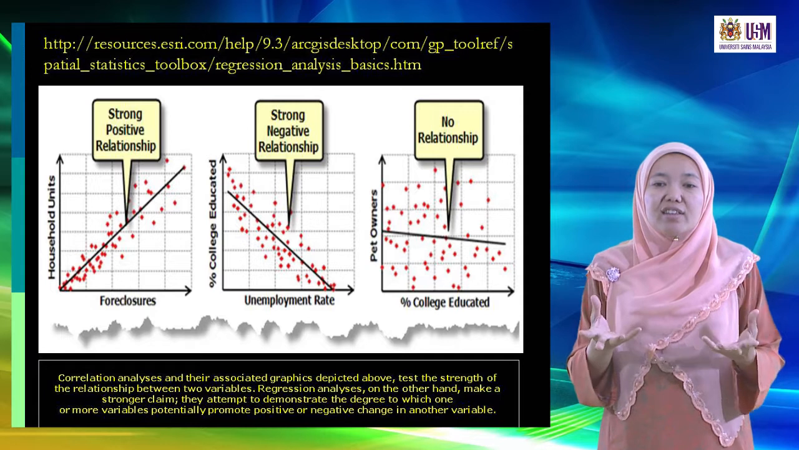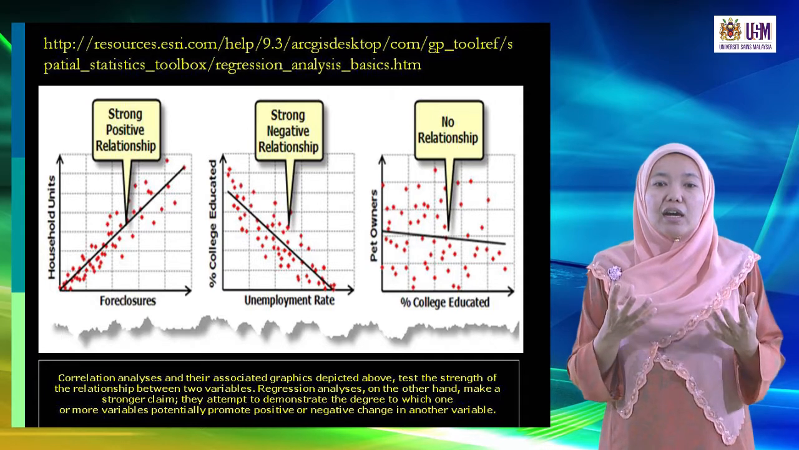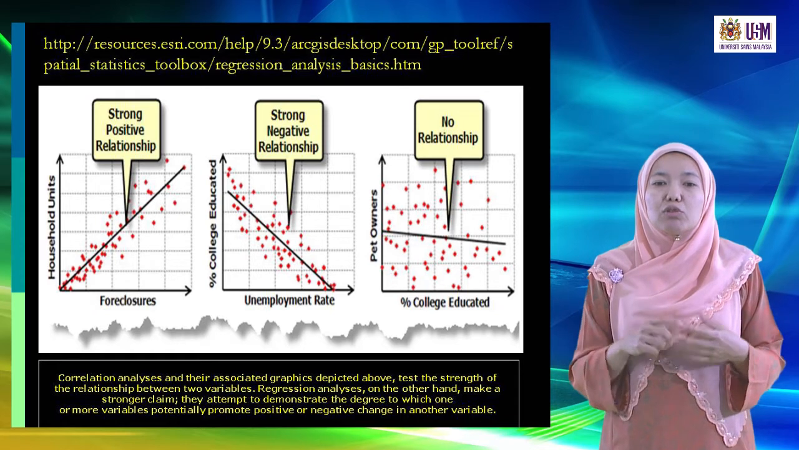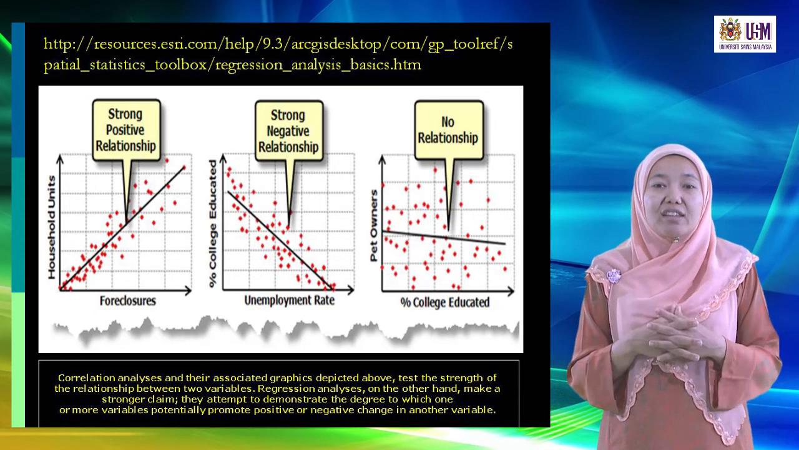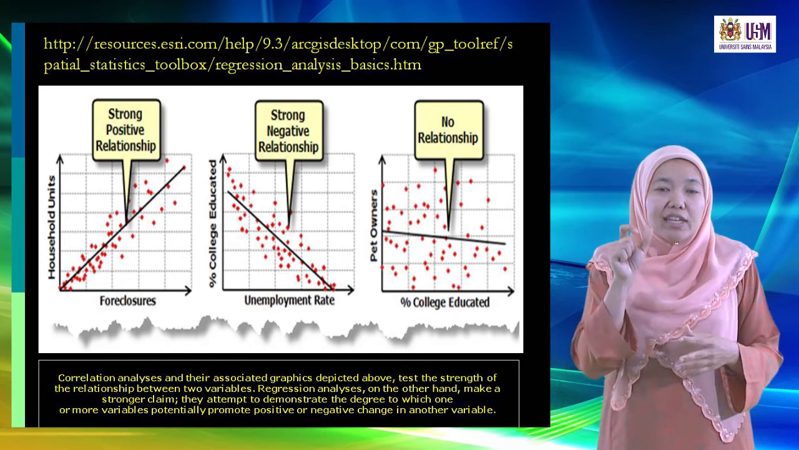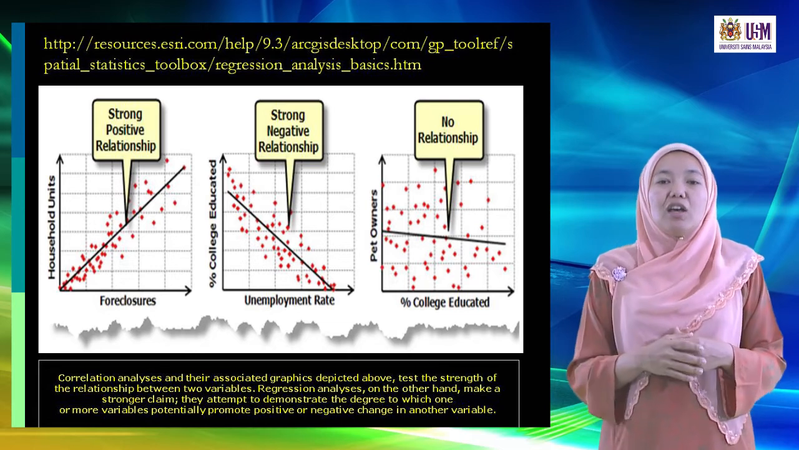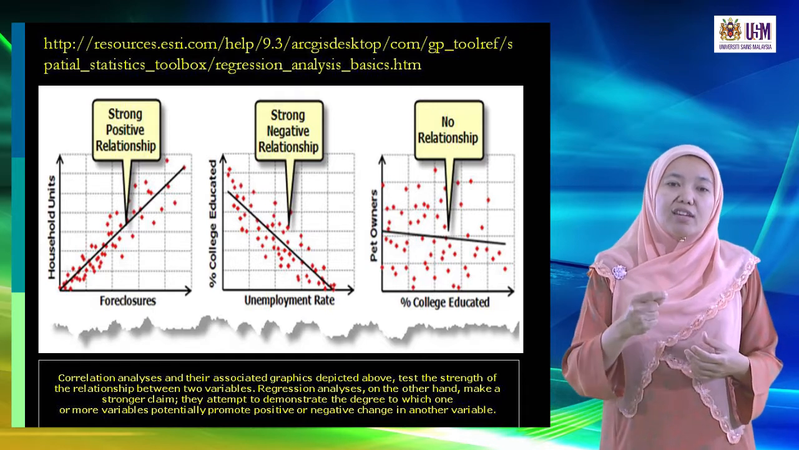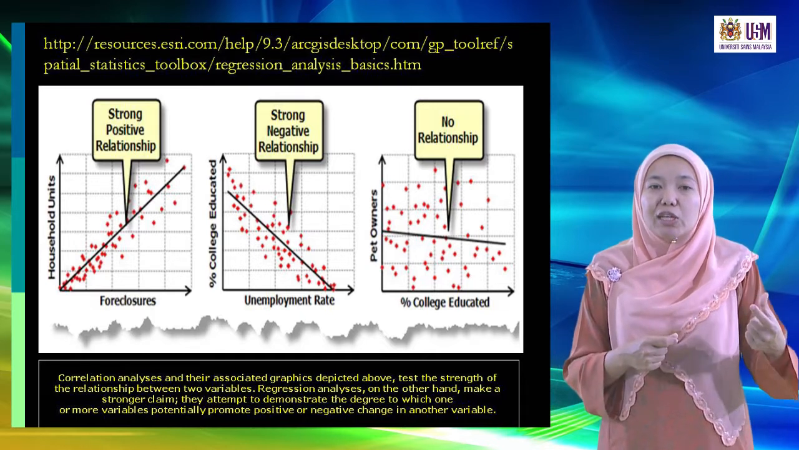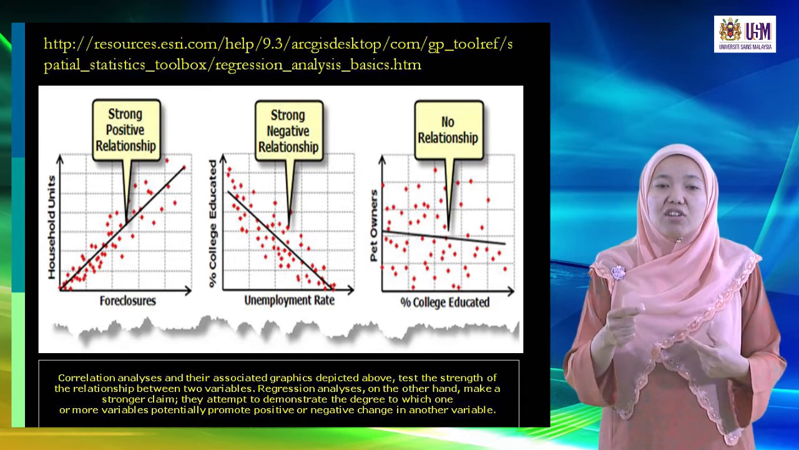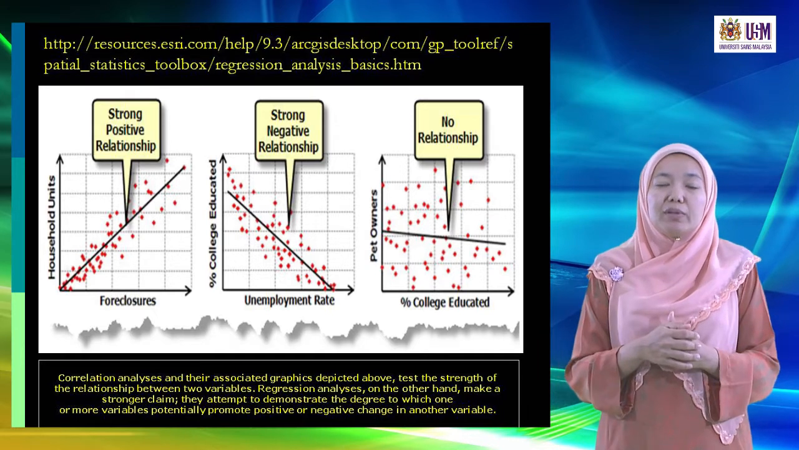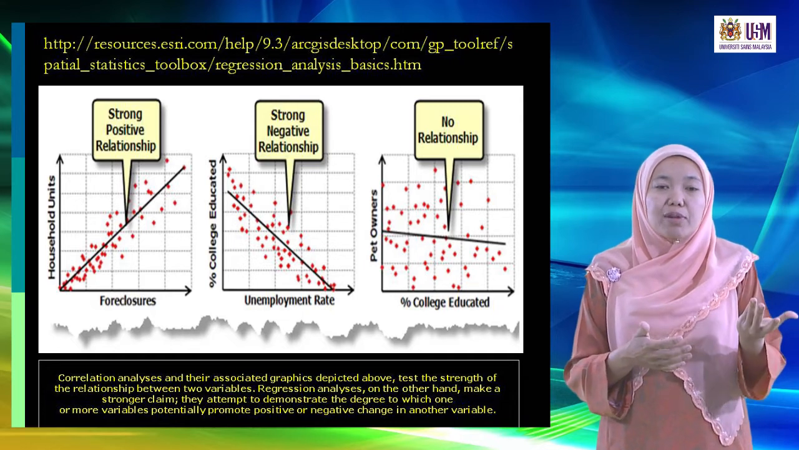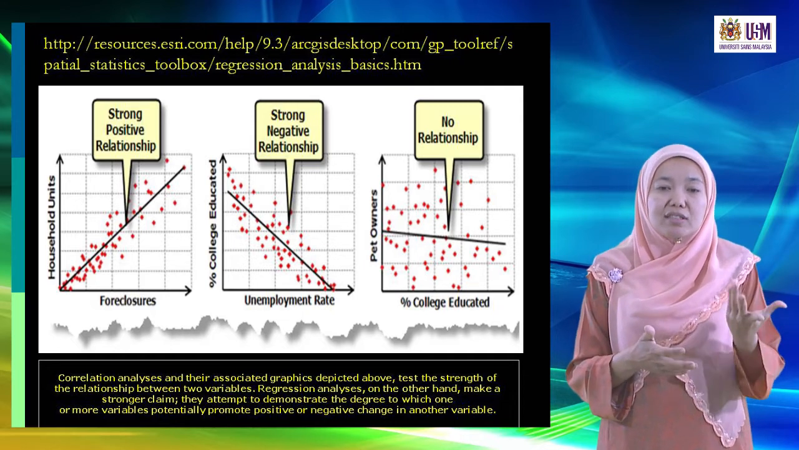Okay, so regression analysis will be demonstrating to you the degree to which one or more variables will promote a positive or negative change in the other variable. You can actually put a figure so that later on you can make an estimation. If you increase the number of people in Malaysia having a degree by 2020, for example, if you remember, in Malaysia we have my brain PhD, my brain masters, all of that.